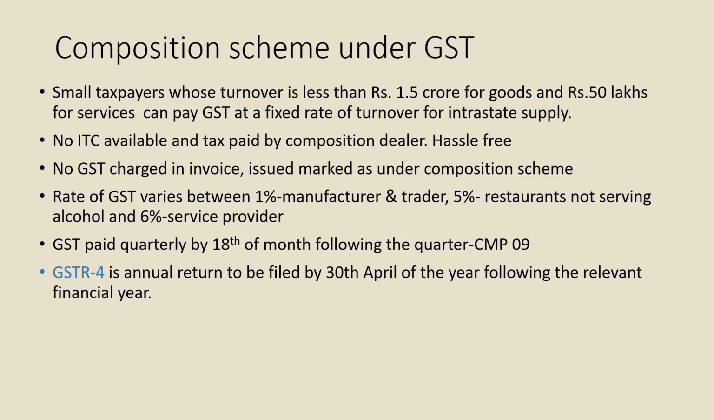1% for manufacturers and traders, 5% for restaurants not serving alcohol, and 6% for service providers. So I may have a service provider under composition scheme who is paying 6%, and another who's charging 18%. Between the two, if the services are the same, you might want to look at the composition scheme supplier, because at the end of the day that's the cheaper one. The GST is paid on a quarterly basis by the composition supplier, and GSTR 4 is the annual return to be filed by 30th April. So these are the filing and GST deposit requirements.